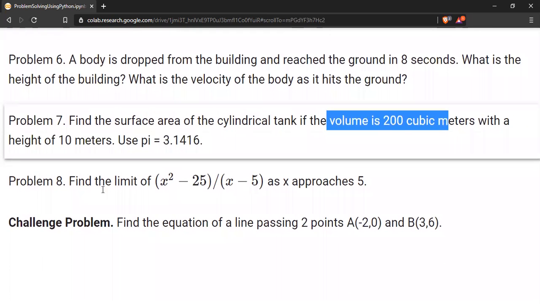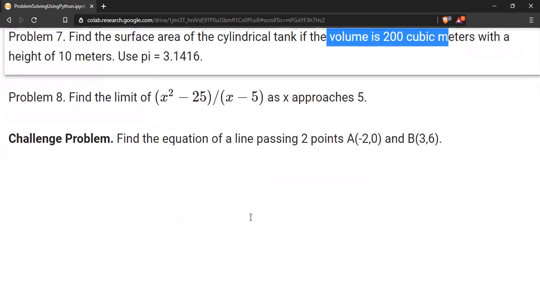Okay, for problem number 8, this is an application in calculus. Find the limit of x squared minus 25 all over x minus 5 as x approaches 5. Take note, x approaches 5. When you say x approaches 5, it is not equal to 5. So it can be 4.9999 or let's say 5.0001. That's the value of x. It does not say x equals 5, but it approaches 5.